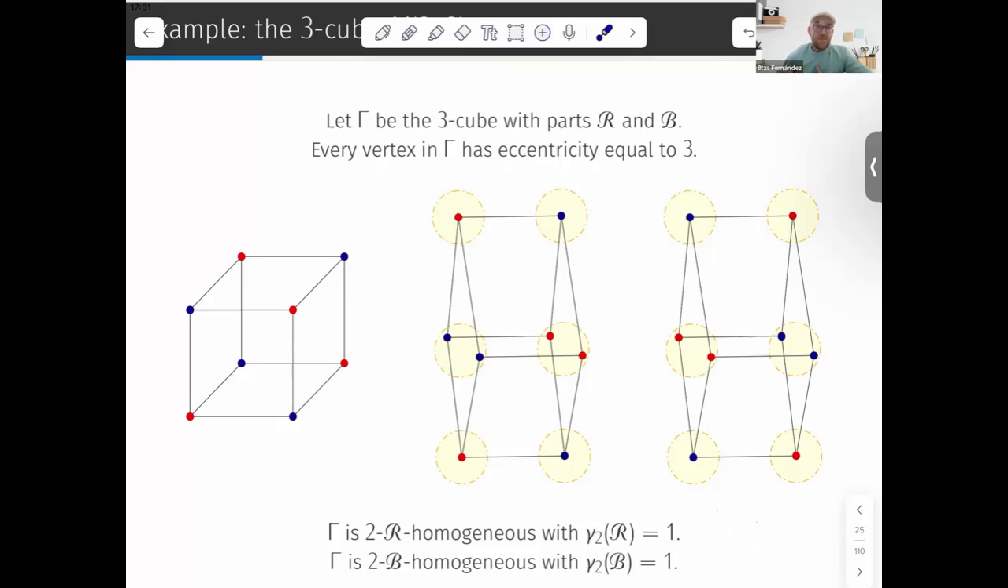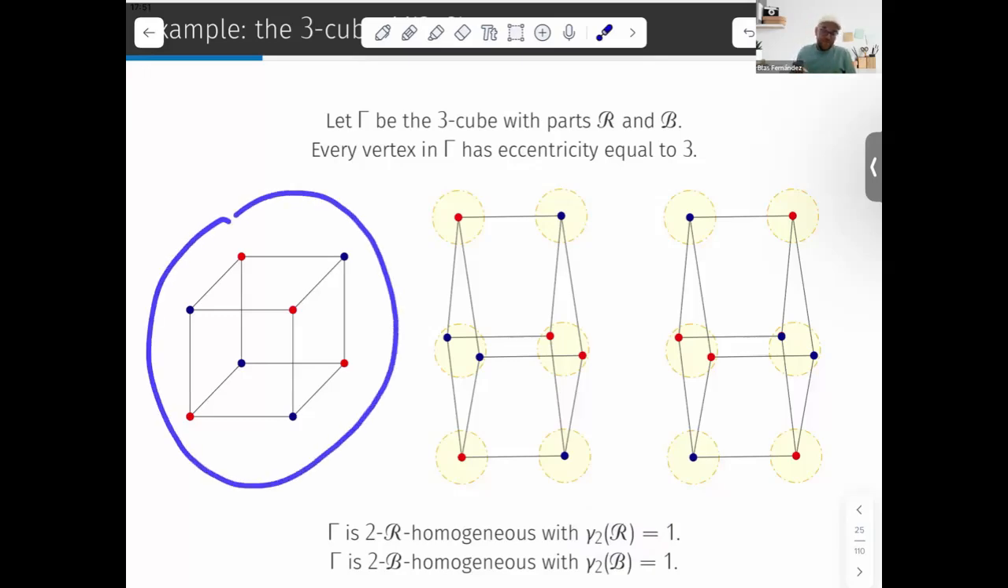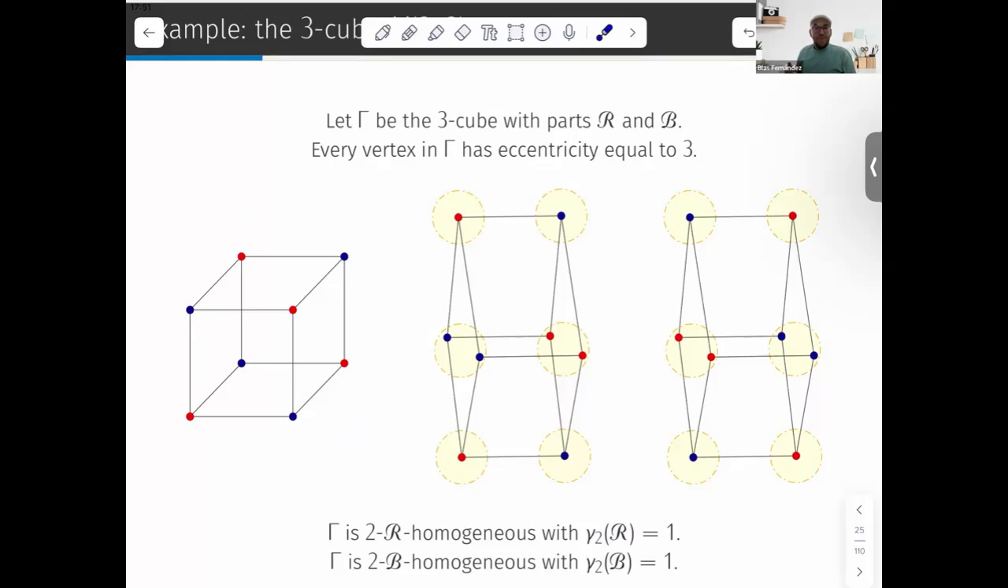And a similar situation is what happens if we pick red vertices. If we pick red vertices, the situation is the same, so we can compute gamma 2 as before, and we also have that gamma 2 is equal to 1. So if we consider the cube, then it is an example of a 2-homogeneous bipartite graph.